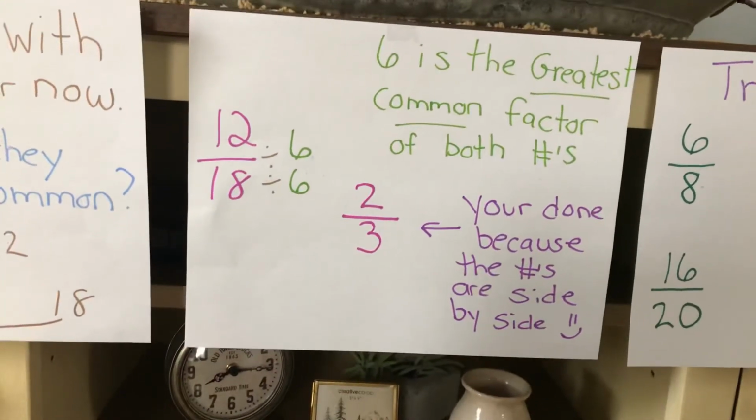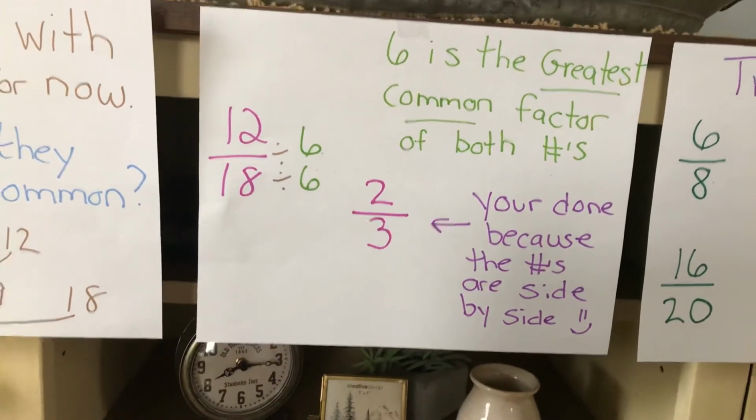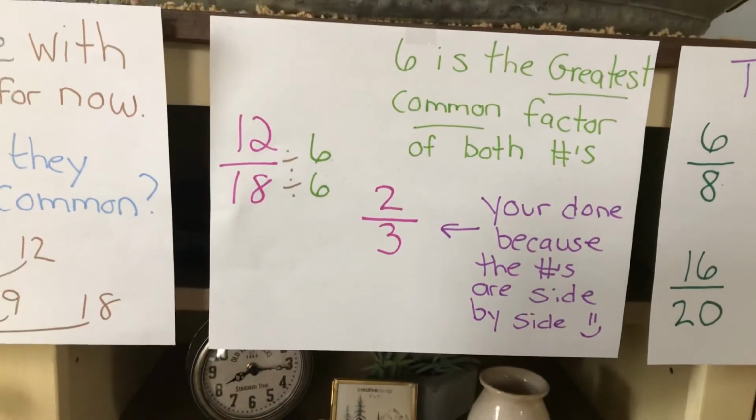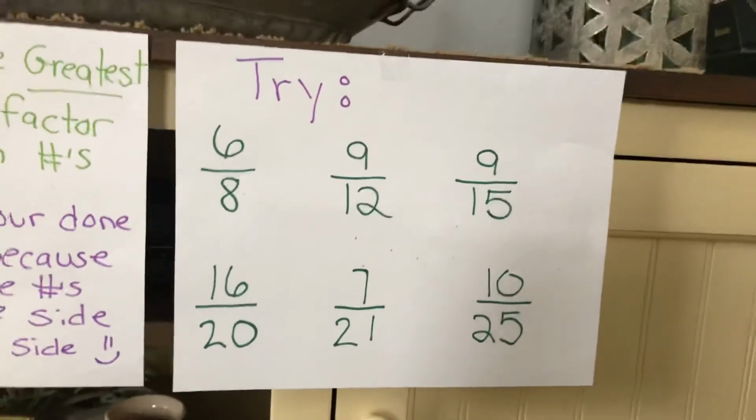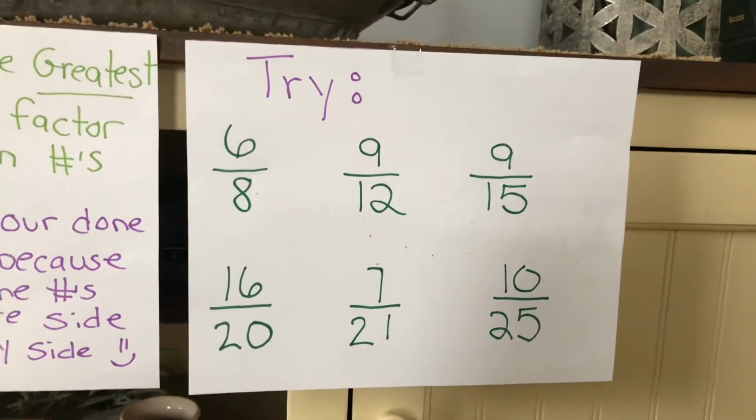How do I know that I'm done? Because the numbers are side by side. That's a little trick that we talked about. And then finally, here are 6 problems for you to try on your own.